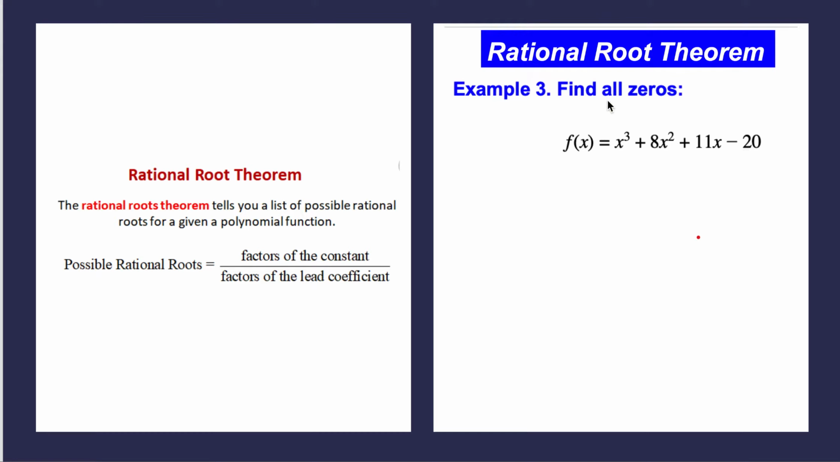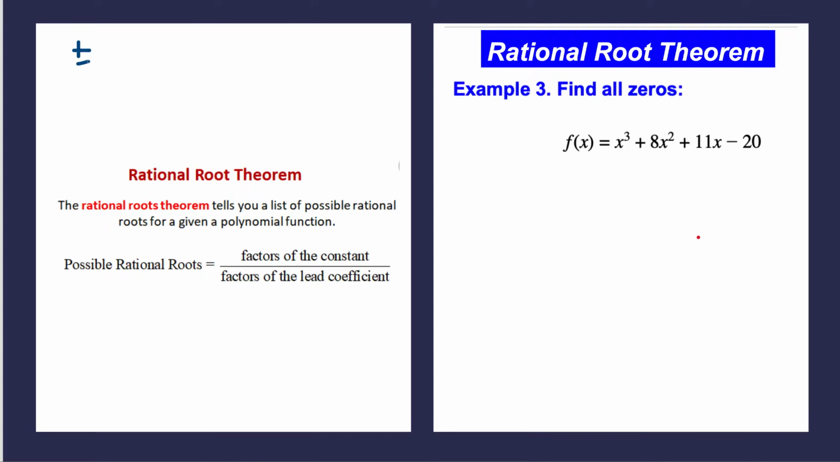We have an example: find all zeros of f of x equals x cubed plus 8x squared plus 11x minus 20. The rational roots theorem gives you a list of possible rational roots or zeros of a given polynomial function. The possible rational roots are factors of the constant divided by the factors of the leading coefficient, which here is 1. The factors of 20 can be plus minus 1.